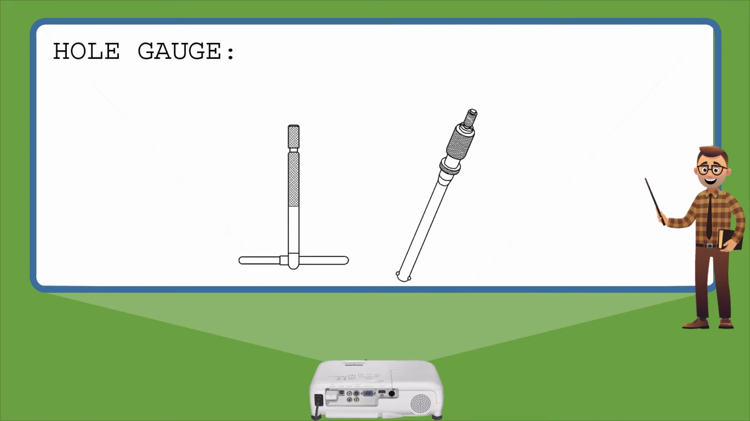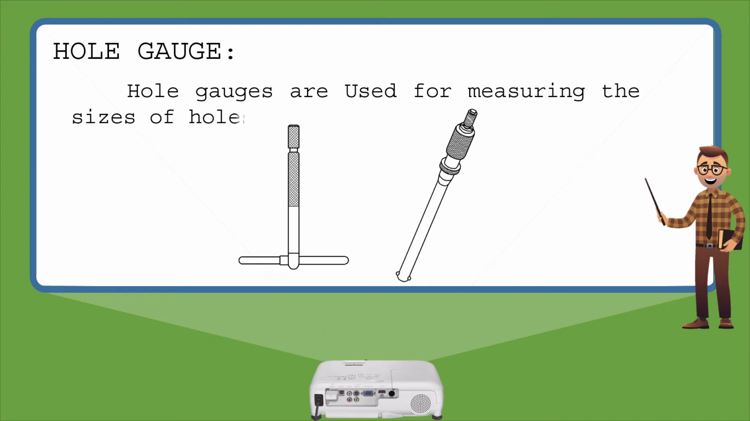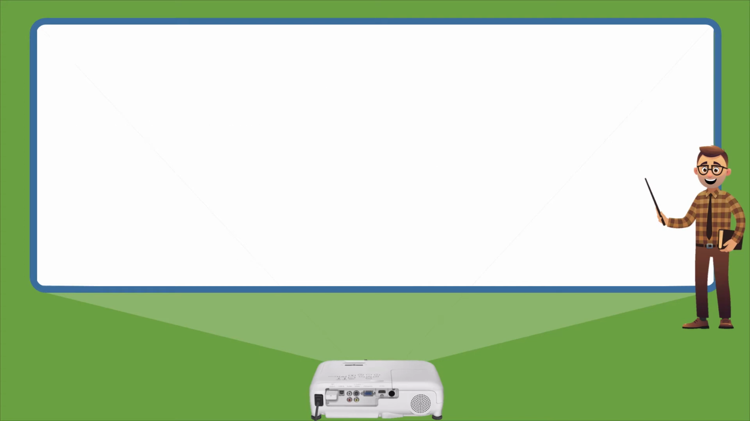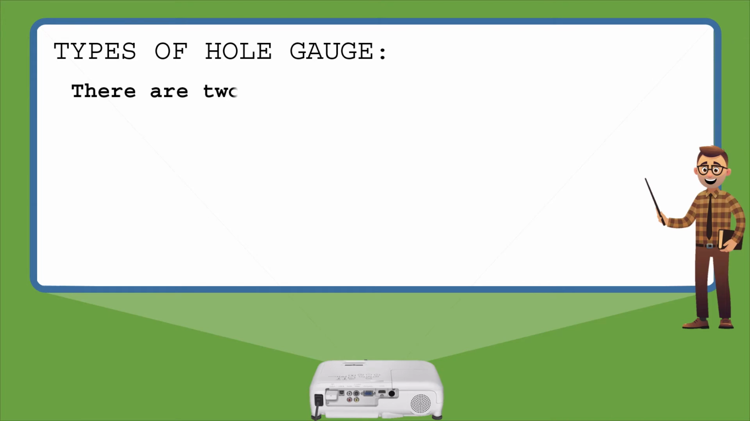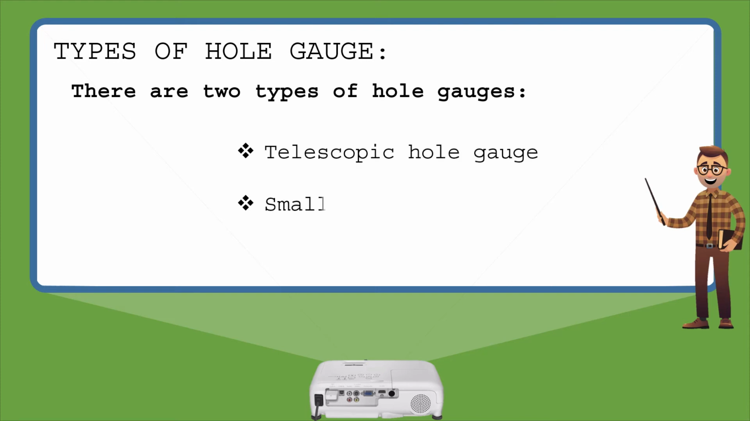And the third type is hole gauge. Hole gauges are used for measuring the sizes of holes. Let's see the types of hole gauges. There are two types of hole gauges: telescopic hole gauge and small hole gauge.